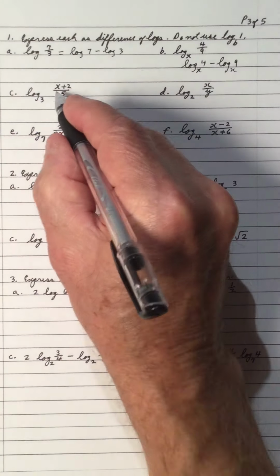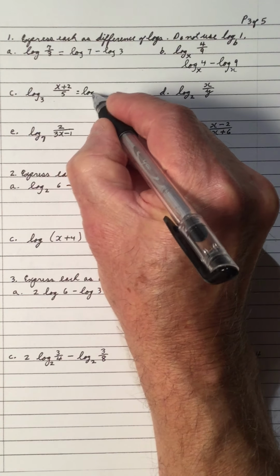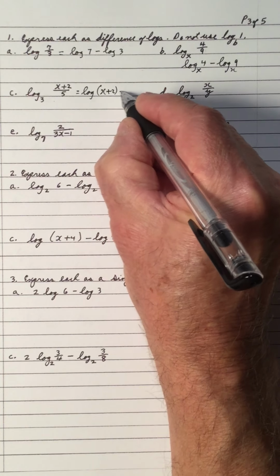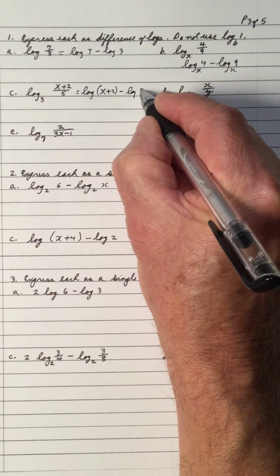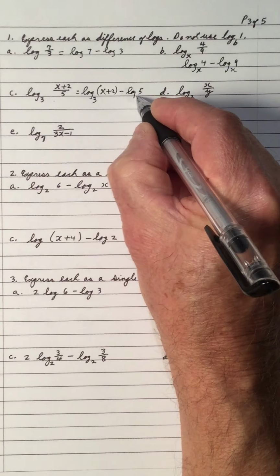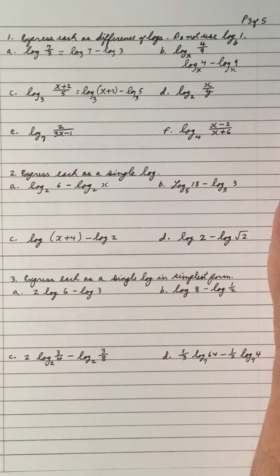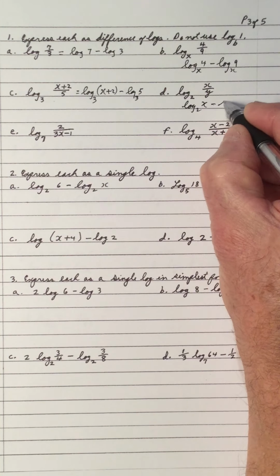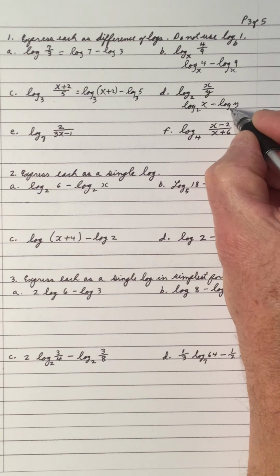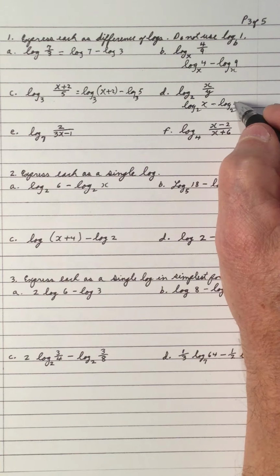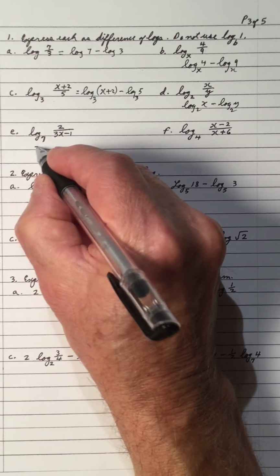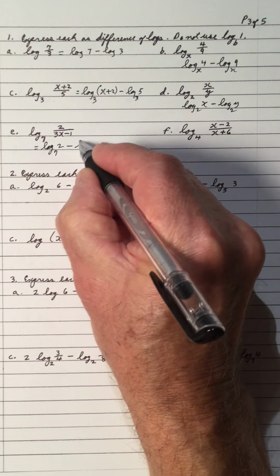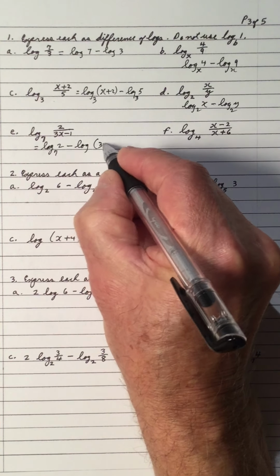Division is a subtraction. A division is the log, and notice I have to put the x plus 2 in brackets, subtract the log of 5, and notice the base is 3, the base is 3, it has to go in. And this is the log of x base 2, subtract the log of y base 2. Division is a subtraction. And here we have the log of 2 base 7, subtract the log of, again, 3x minus 1 has to go in a bracket with a base of 7.